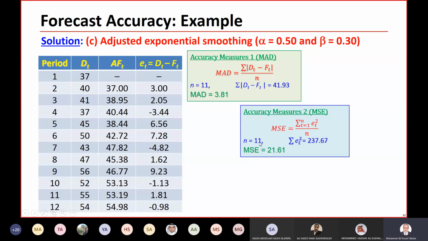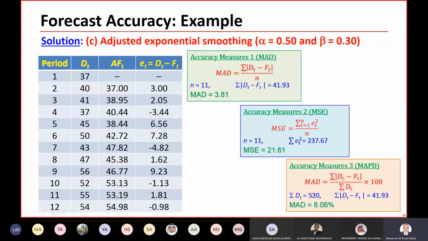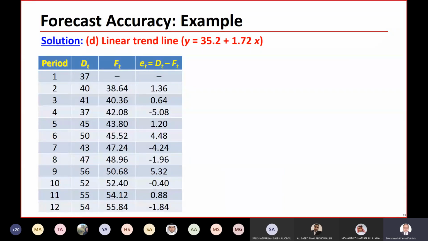The mean square error, squared errors over n, gives you 21. So it is also better than the other methods in terms of MSE. And this one, again, is missing here. So you have 8.06. This is the third method, and these are the accuracy measures associated with that method.